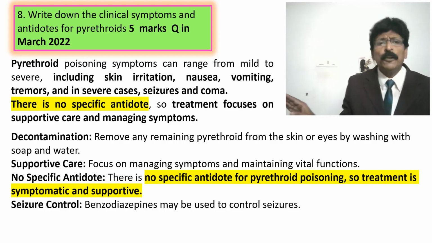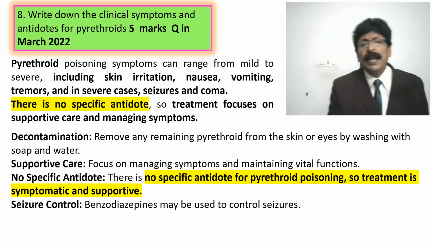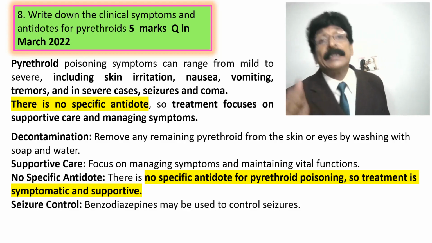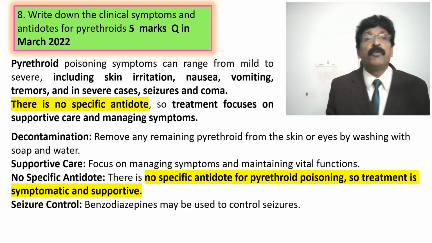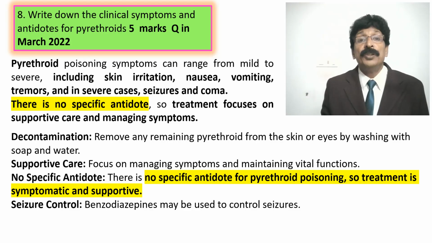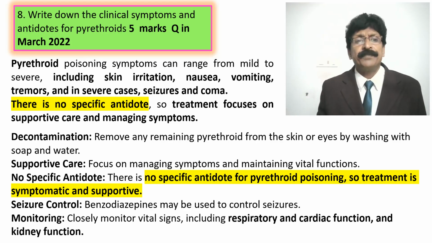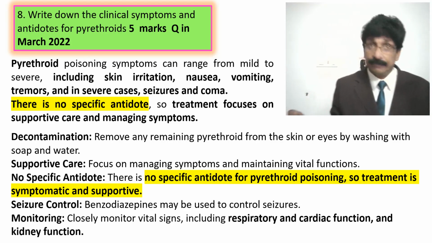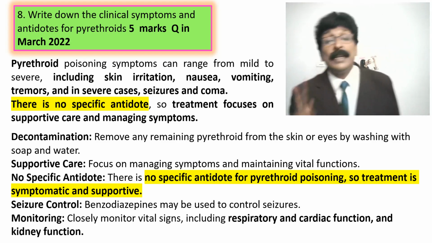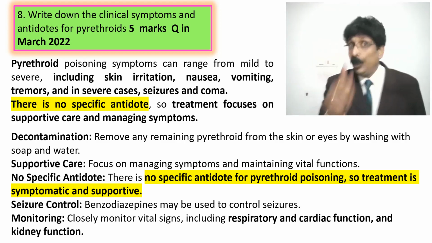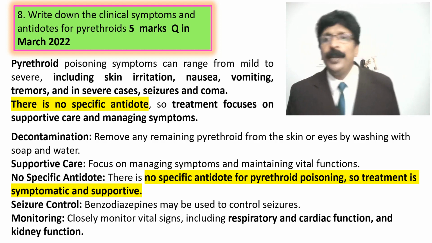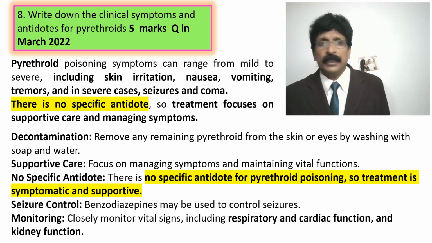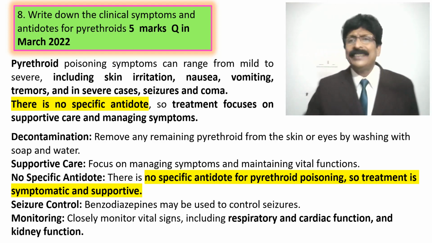Seizure control: benzodiazepines may be used for controlling the seizures if there are any convulsions. Monitoring: closely monitor vital signs including respiratory and cardiac function, and kidney function should be given priority for the patient. So this is just a question which they have asked.